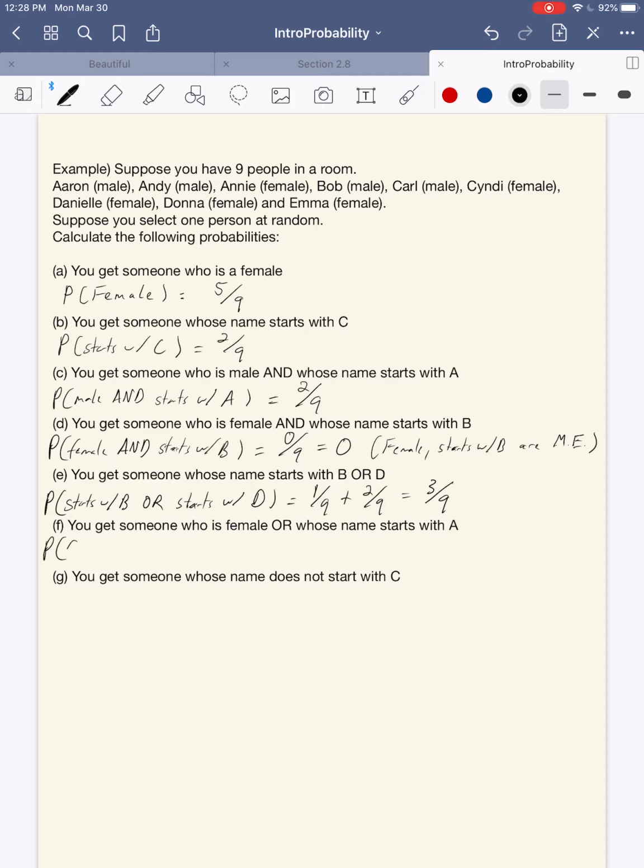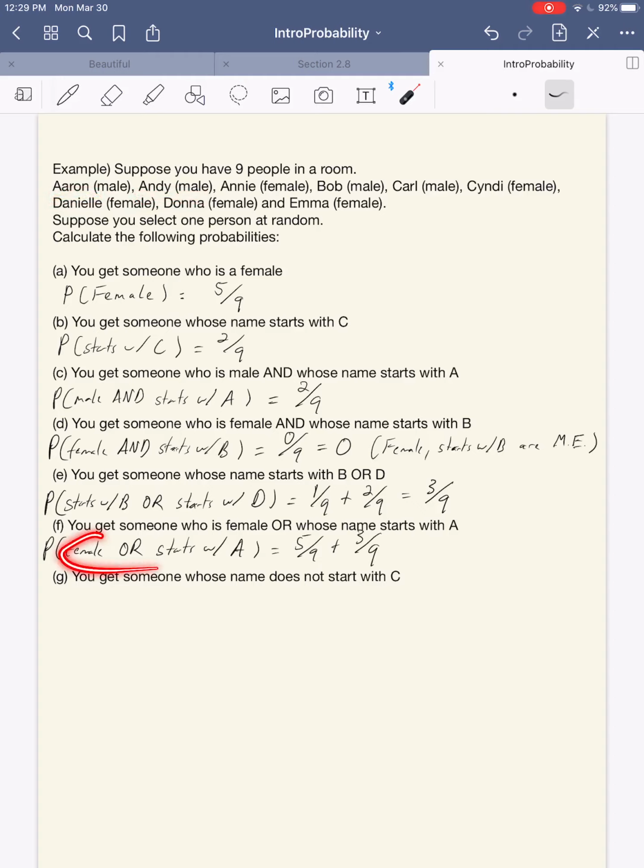Probability, now we want them to be female or starts with A. So let's go ahead and do that. First, we want them to be female. So that could be Annie. That could be Cindy, Danielle, Donna, or Emma. That's 5, right? We actually calculated that earlier, so 5 out of 9. Plus, starts with A, well, that would be Aaron, Andy, or Annie. So we add 3 out of 9.